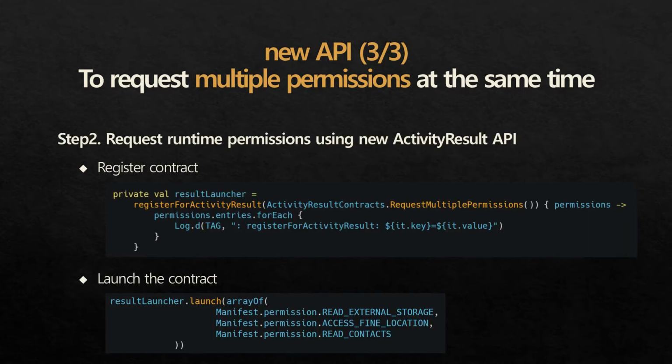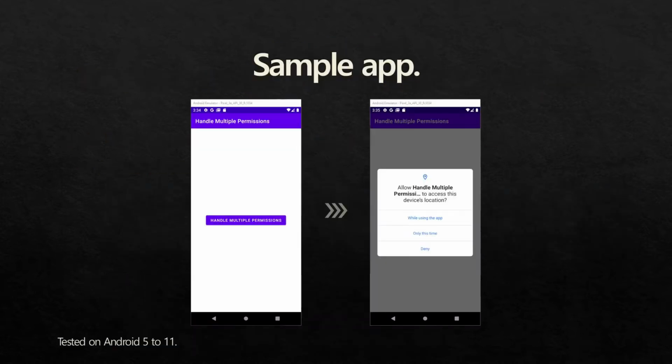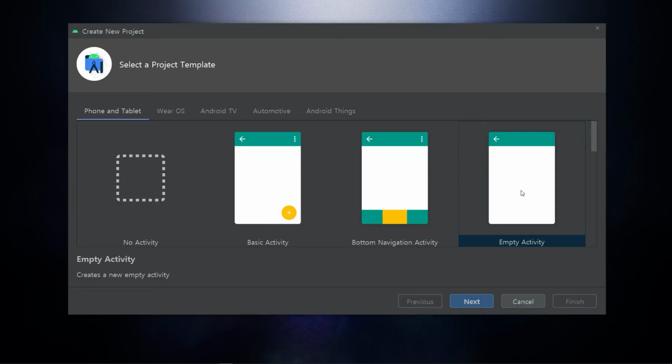Step 2. Requesting. To request multiple permissions at a time using the new Activity Result API, we need to register the RequestMultiplePermissions contract using the registerForActivityResult function. It's recommended to put contract logic in the activity or fragment initialization logic part. In case of requesting only a single permission, you can use the RequestPermission contract. Sample app running is like this. In this tutorial, we will use the new API to build a sample app.